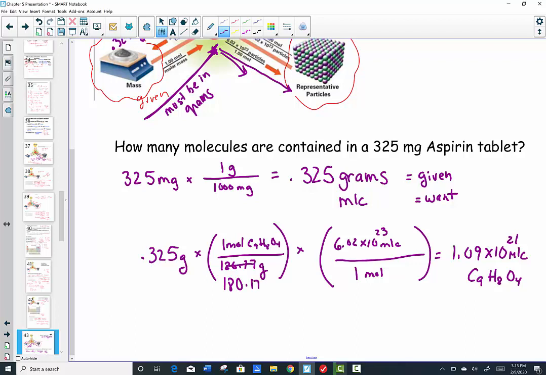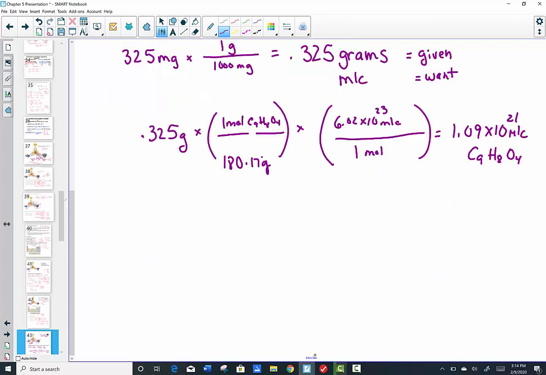180.17, just to make sure you see that I added those properly. I want to make that neater. Now, just to consider what that means, that's how many molecules of C9H8O4. If I have 1.09 times 10 to the 21st molecules of that compound, you would actually have 9 times as many carbon atoms, 8 times as many hydrogens, and 4 times as many oxygens.